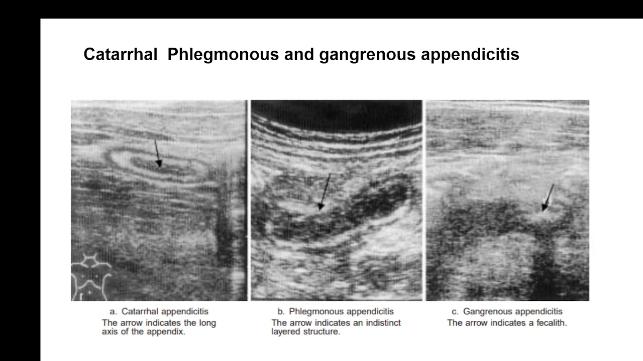Phlegmonous is also a similar issue, where there could be some discharges, serous discharges, and fibrosis of the appendix occurs, and that also can result in a gangrenous appendicitis. And ultrasonography can help you to make out these catarrhal or phlegmonous types. Phlegmonous is where there is a fibrinous exudate around the appendix.